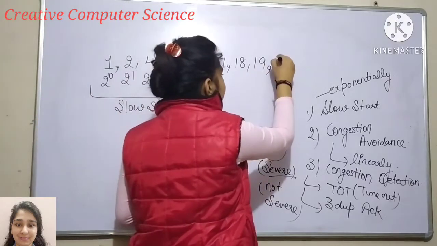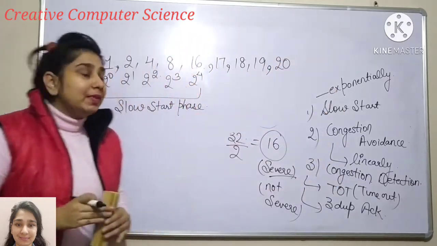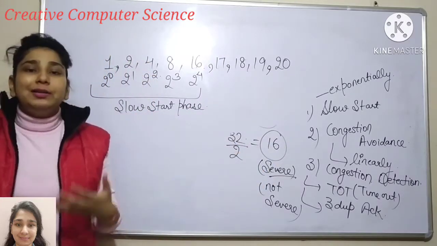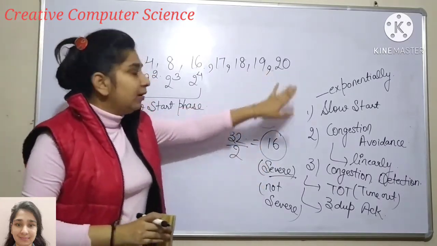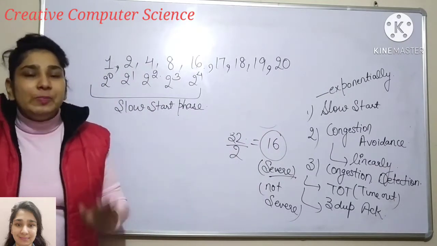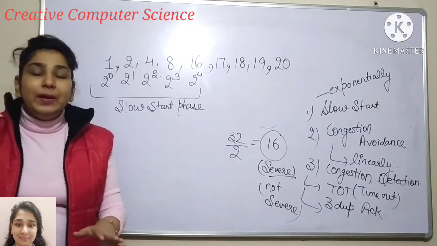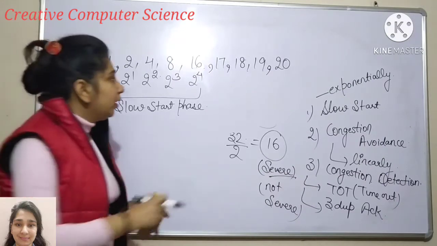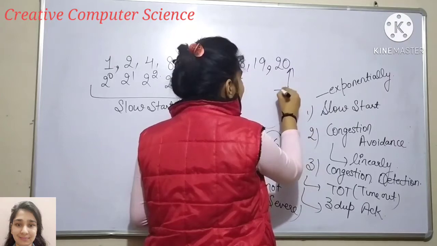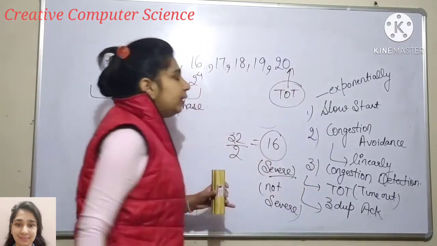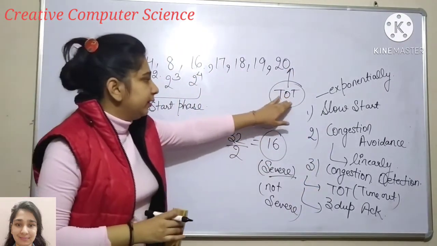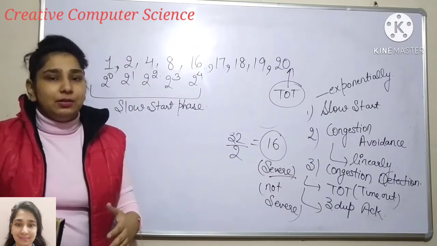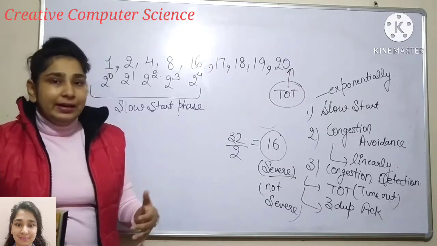Let's suppose next time 20. Now you are sending 20 packets in the network and you are not getting acknowledgement back. What do you interpret from it? There is congestion in the network. Let's suppose we got a timeout timer here. A timeout timer means there is severe congestion. The congestion is very critical.